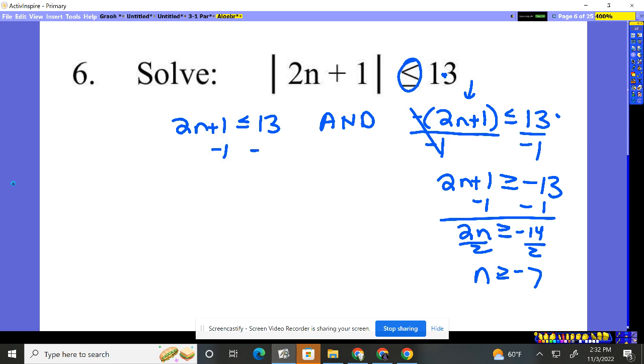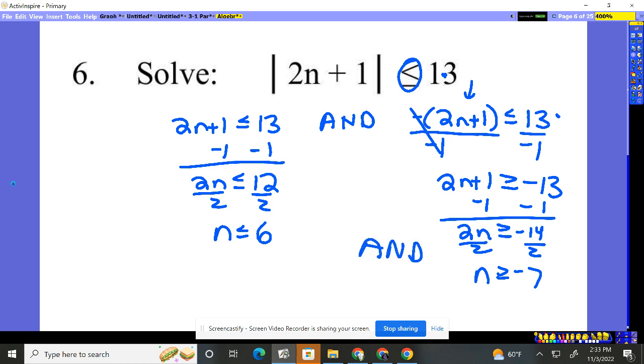Over here, much easier. I subtract 1, subtract 1. 2n less than or equal to a 12. And I have n is less than or equal to 6. So we have n is smaller than 6. And at the same time, though, because this is an and, it's a less than. N is less than or equal to 6. And it's got to be bigger than negative 7. That tells me it's between negative 7 and 6.